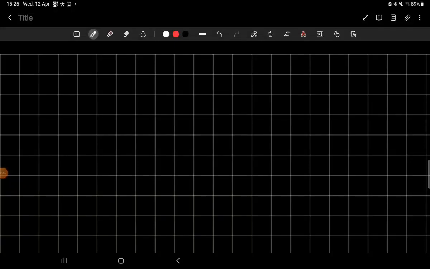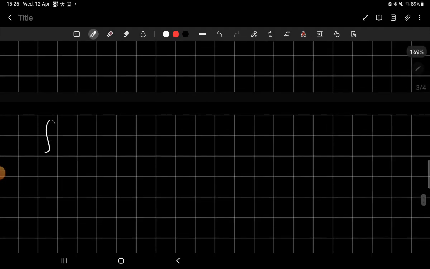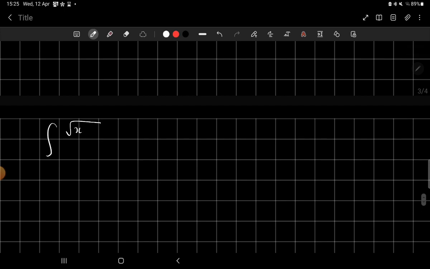Alright, hello everyone. So today let us solve an integral which I found from my textbook here. So the given integral is the integral of the square root of x minus 2 divided by the square root of x minus 1 dx.